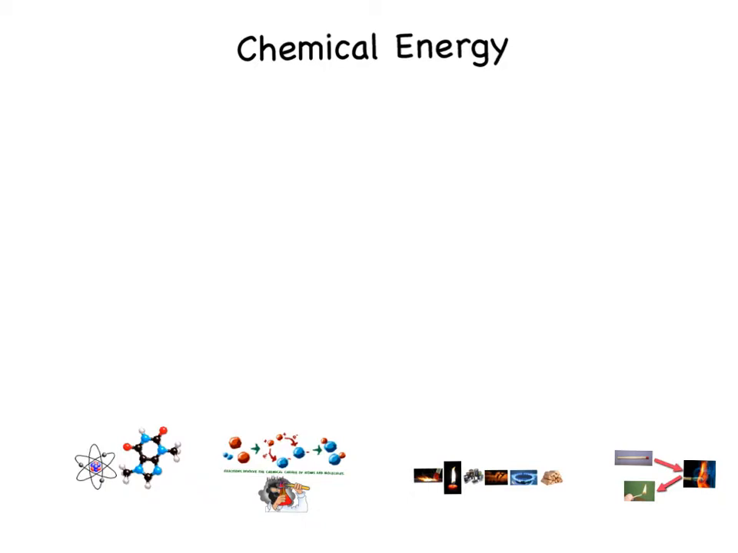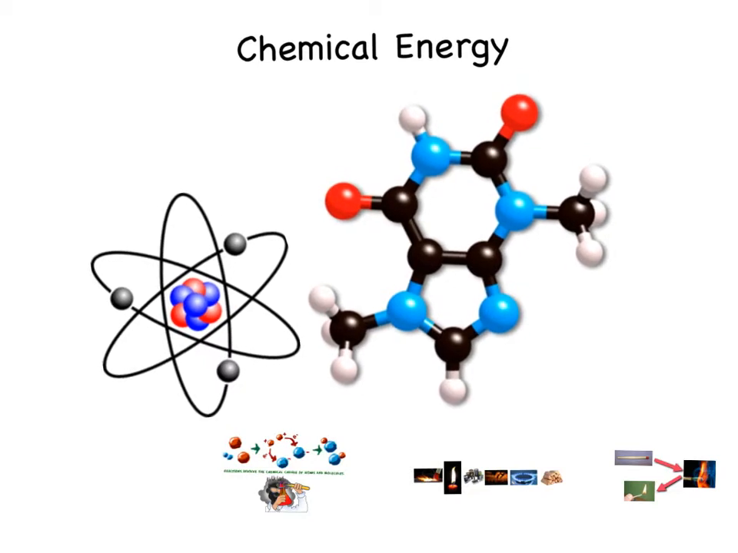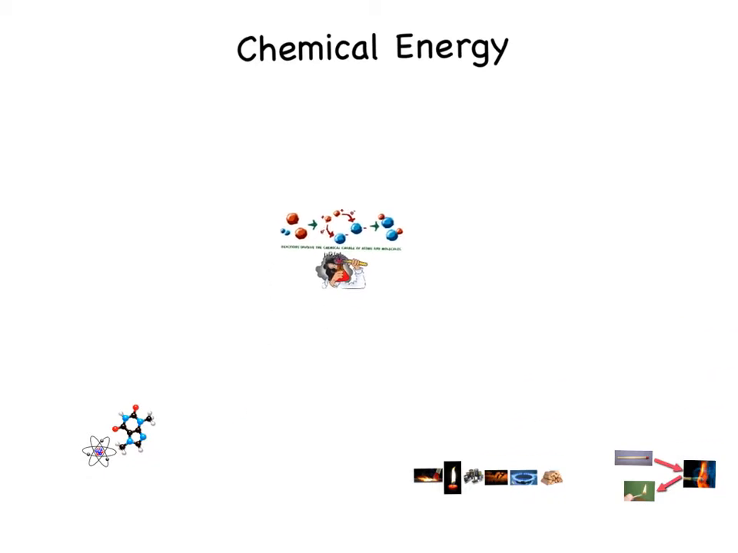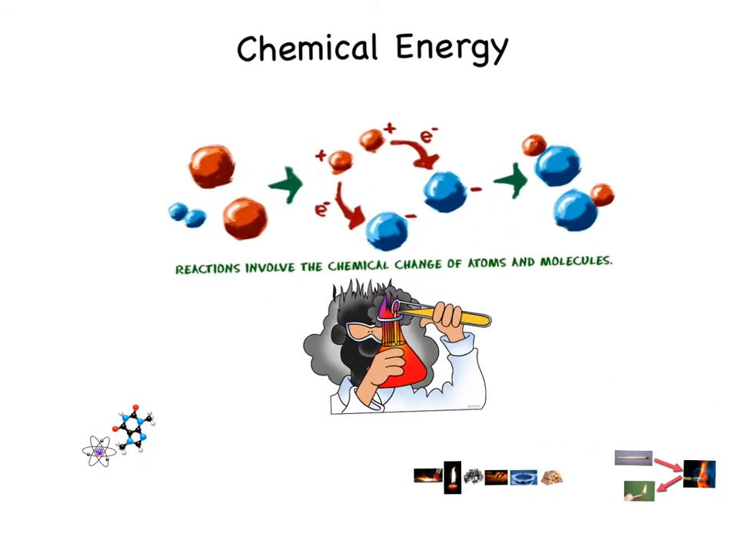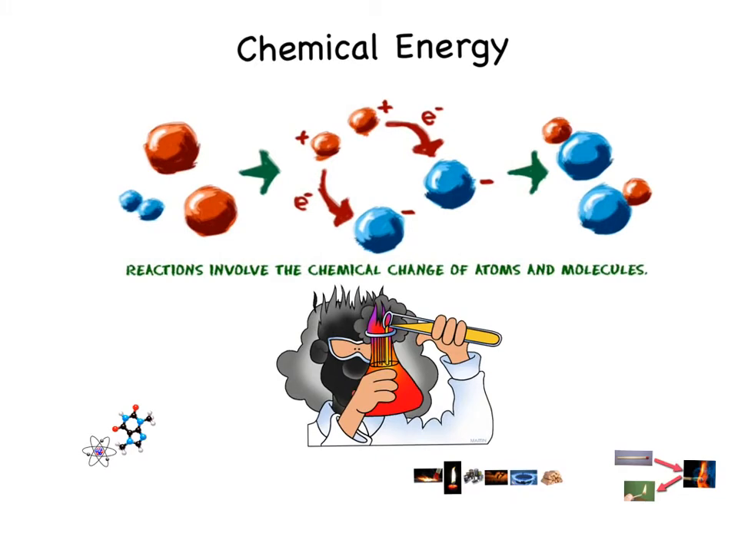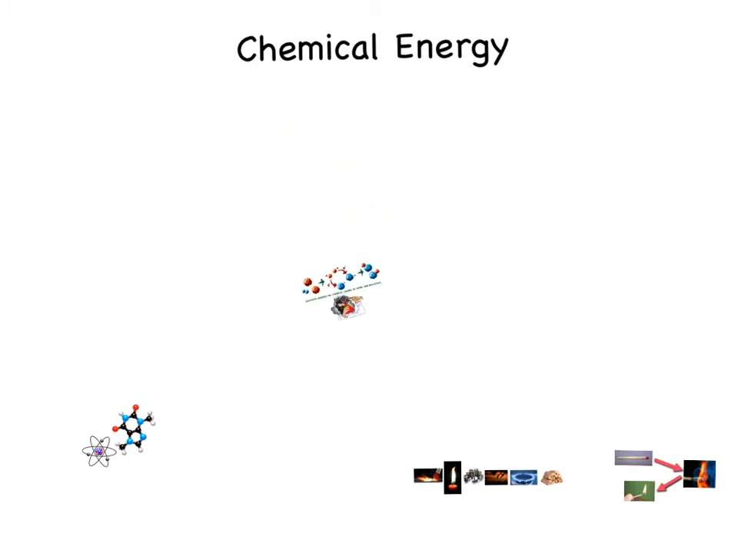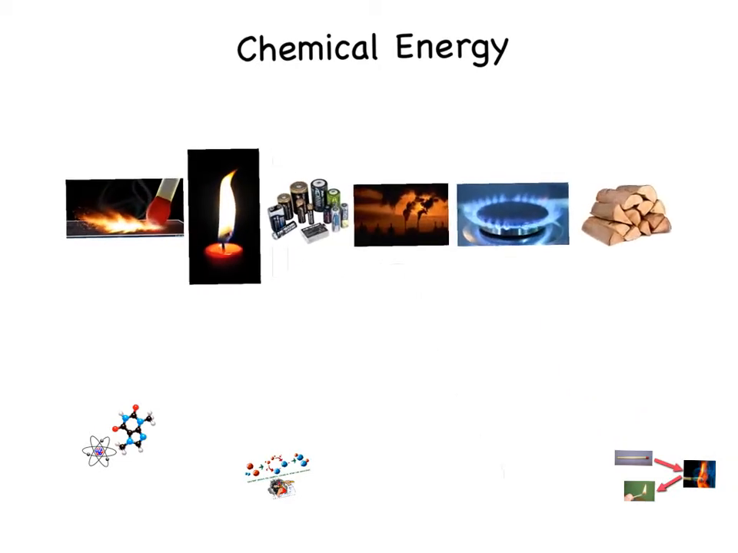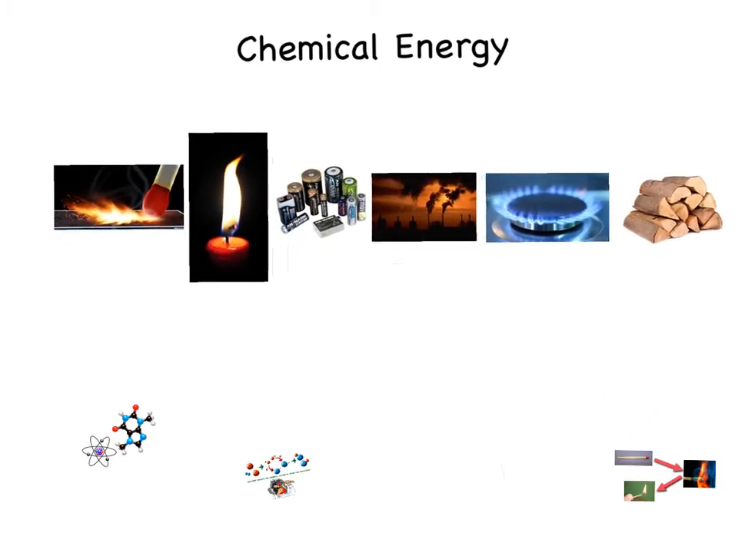Chemical energy is probably the trickiest one for us to grasp. Chemical energy is energy that is stored in atoms and molecules. Chemical energy is released in a chemical reaction, often in the form of heat. Examples of chemical energy producing heat are striking a match, burning a candle, batteries, petroleum, natural gas, and dry wood. As each of these things burn, there is a chemical reaction that produces heat.